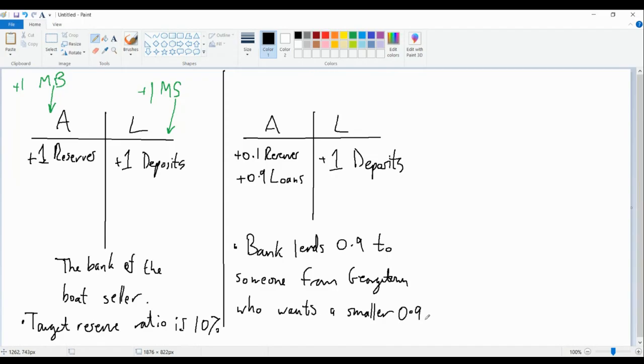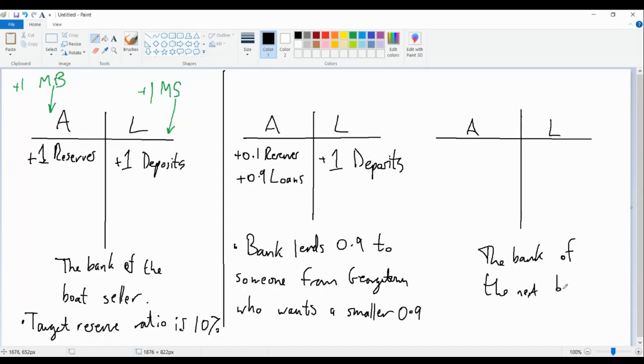So what's going to happen then when this bank eventually gets around to finding an appropriate person to borrow? Well, now the money belongs to whoever it is who sold them the boat. So the bank of the next boat seller, which may or may not be the same person, they have an extra 0.9 in deposits. And in the instant in which it shows up, we have 0.9 in reserves.